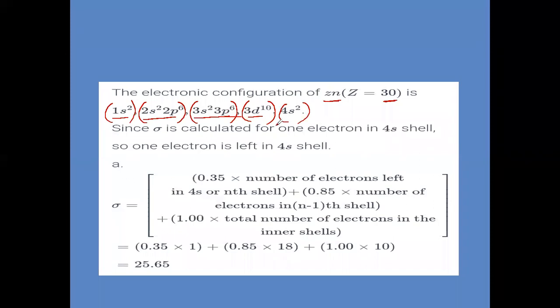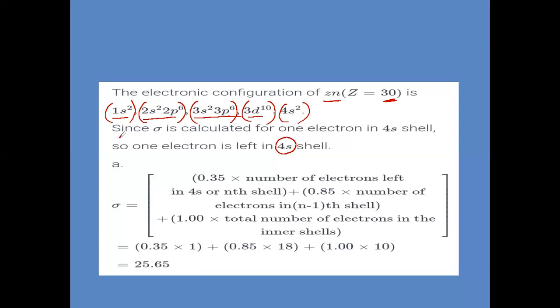According to Slater's rules, the first rule is that for the given atom, the electronic configuration must be written in this form. Like this we have to write first. Next, what they have asked is: on the 4s electron, how much effective nuclear charge is acting? That is the question.